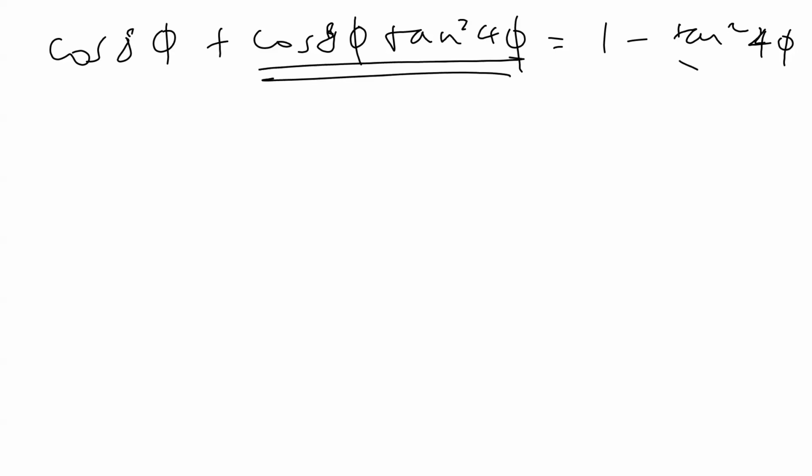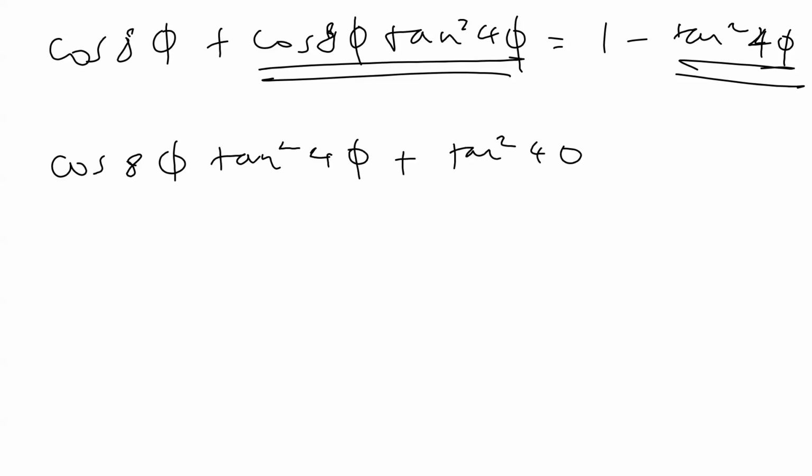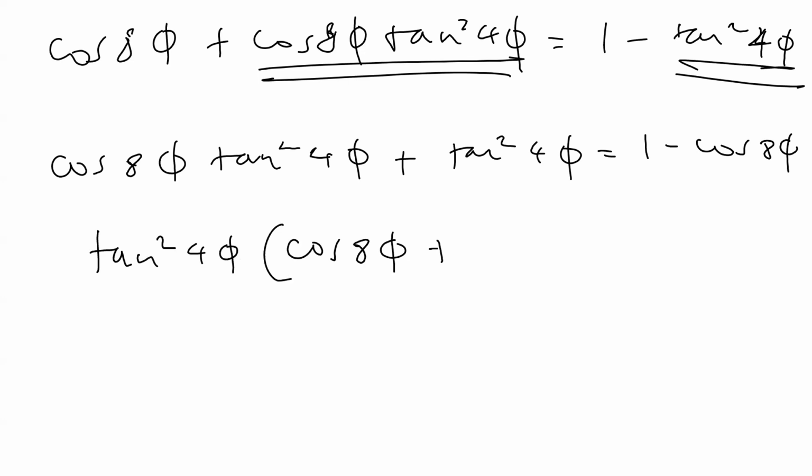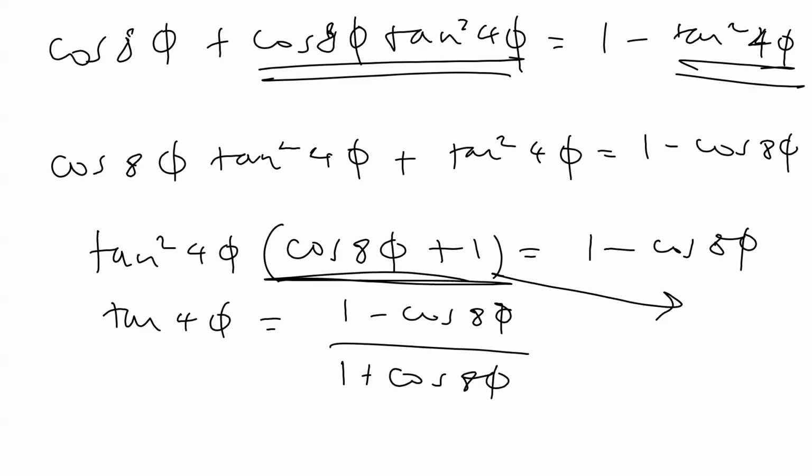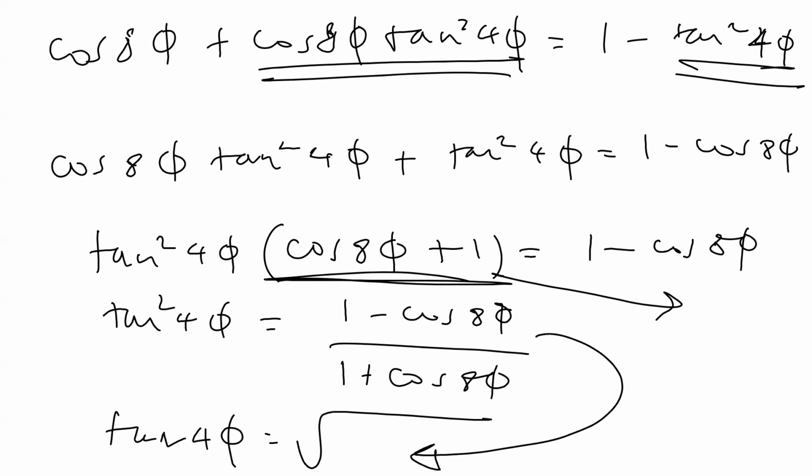Now we'll group all the tan square terms together. So cos 8 phi tan square 4 phi plus tan square 4 phi equal to 1 minus cos 8 phi. Take tan square 4 phi common. So it will be cos 8 phi plus 1. So tan square 4 phi is equal to 1 minus cos 8 phi upon, cross multiply this over here, 1 plus cos 8 phi. So tan 4 phi is going to be the root of this.